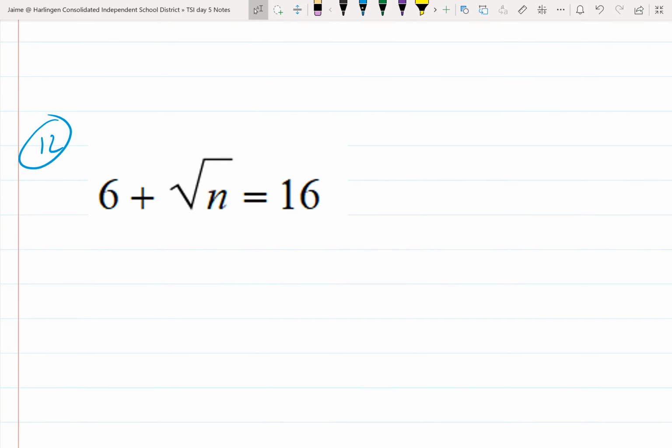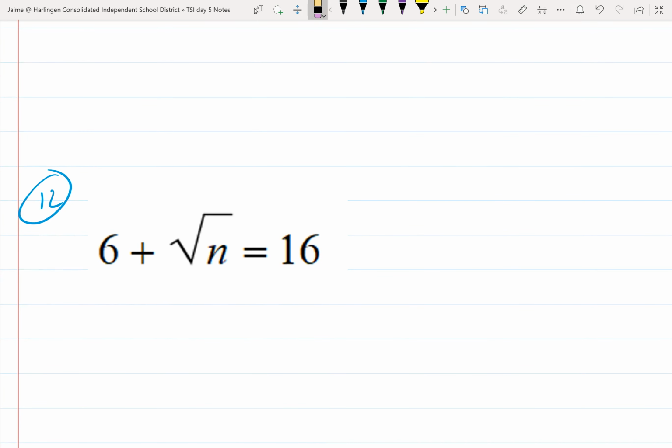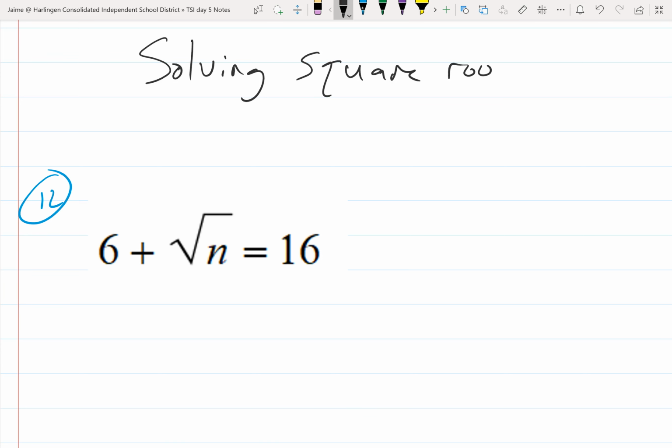Here we're solving for n. So we're solving rational functions here. Solving square roots. Solving square root equations.